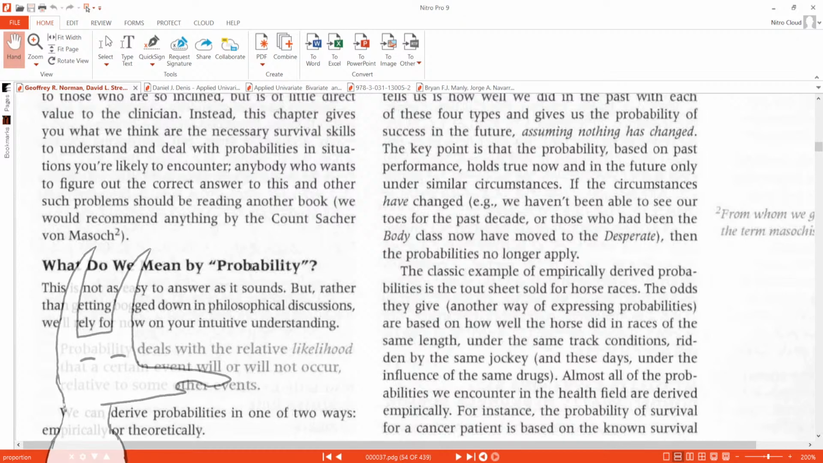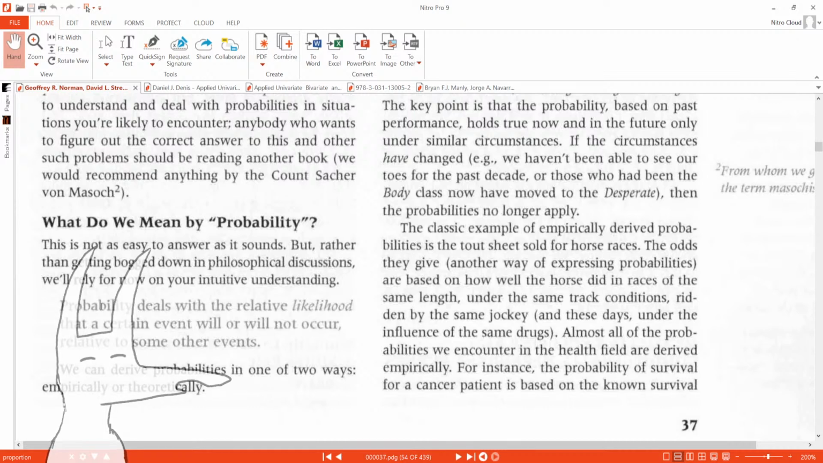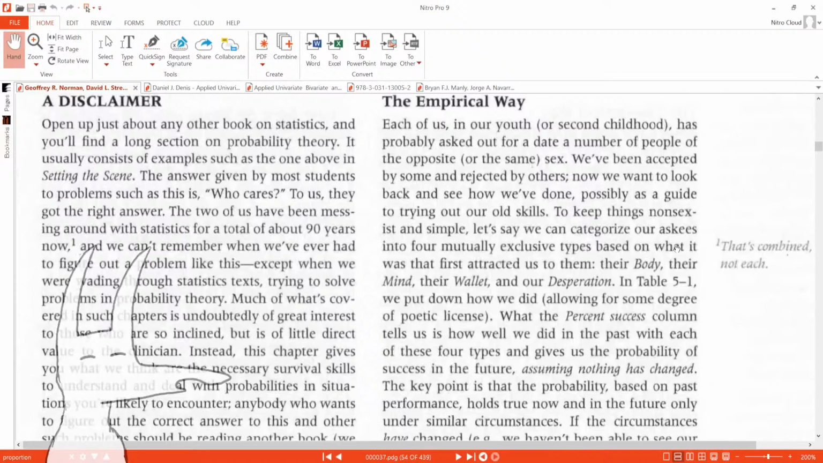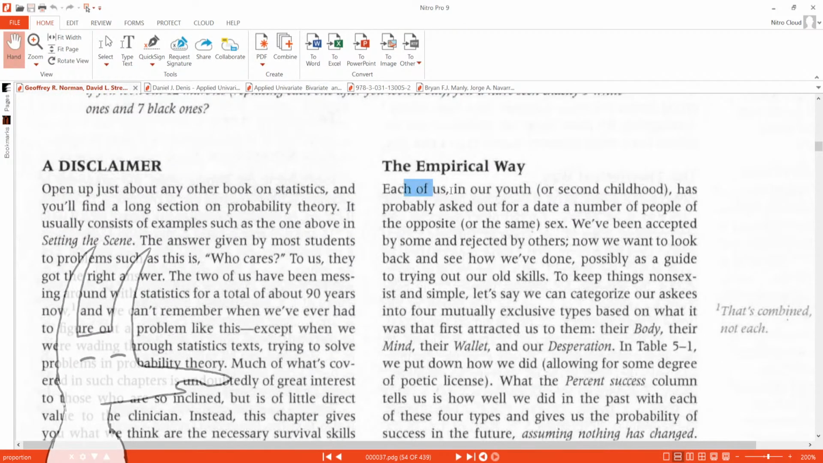What do we mean by probability? This is not as easy to answer as it sounds, but rather than getting bogged down in philosophical discussions, we'll rely for now on your intuitive understanding. Probability deals with the relative likelihood that a certain event will or will not occur relative to some other events. We can derive probabilities in one of 2 ways, empirically or theoretically. The empirical way. Each of us in our youth or second childhood has probably asked out for a date a number of people. Dude, English. Wait, am I dumb or is this just a typo or something? Has probably asked out for a date.